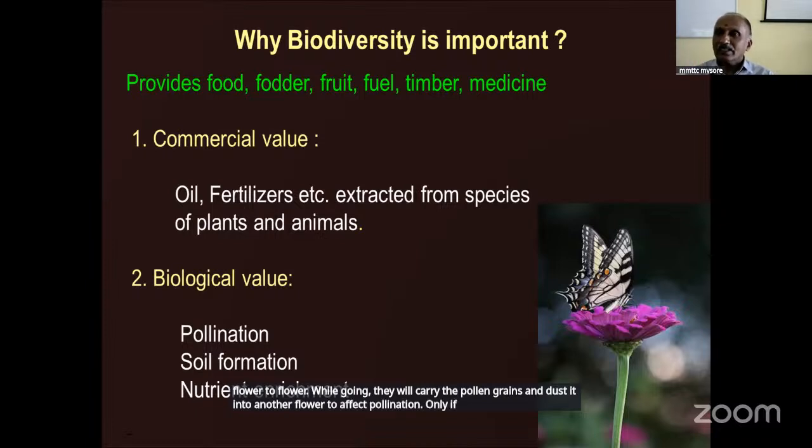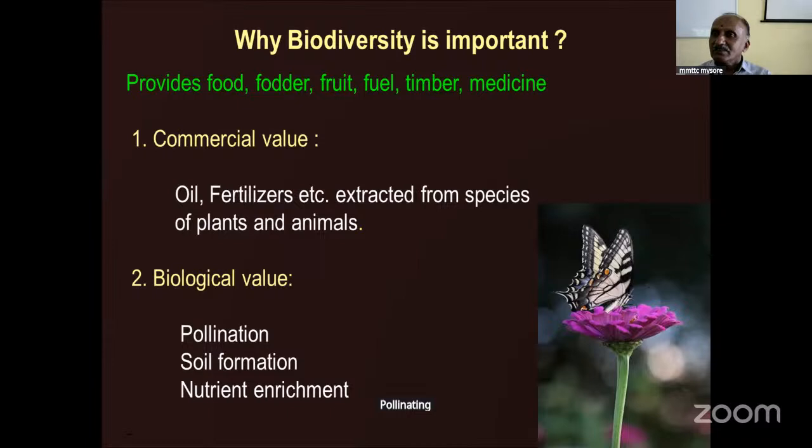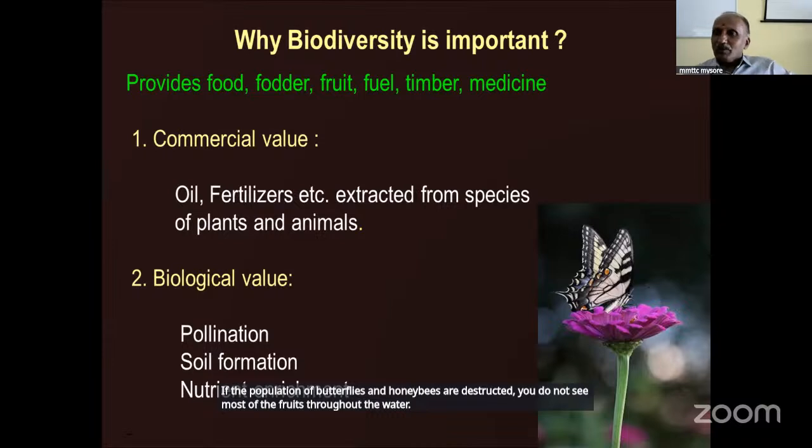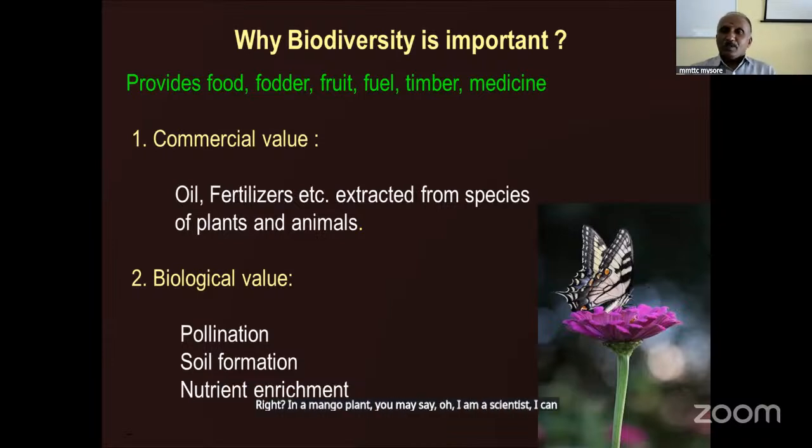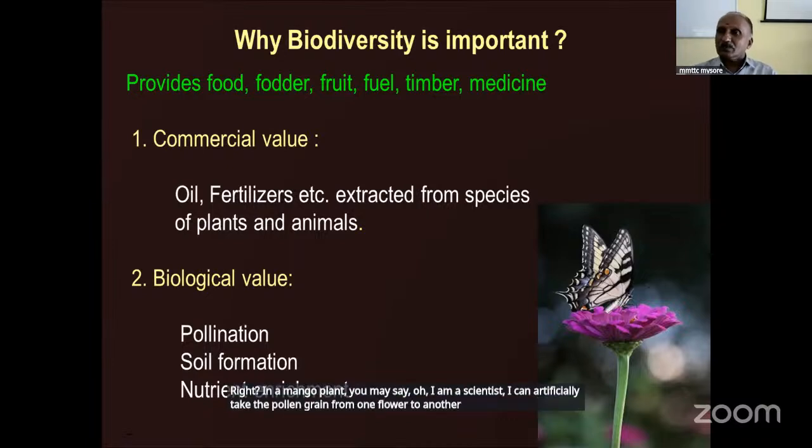Only if pollination is effected will you see fertilization and production of fruits and seeds. Otherwise, even in a mango plant, you do not see the production of fruits without these pollinating agents. So butterflies are the number one pollinating agents, followed by honeybees. If the population of butterflies and honeybees is destroyed, you do not see most of the fruits throughout the world, right? In a mango plant, you may say, I am a scientist, I can artificially take pollen grains from one flower to another. As a plant breeder, even if you do it for a lifetime, you may produce hardly 50 or 100 fruits.